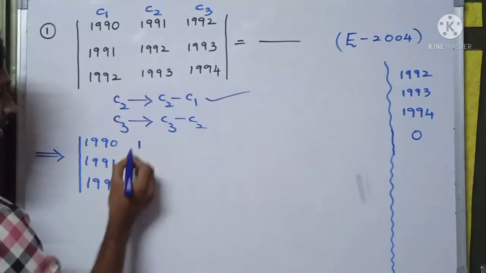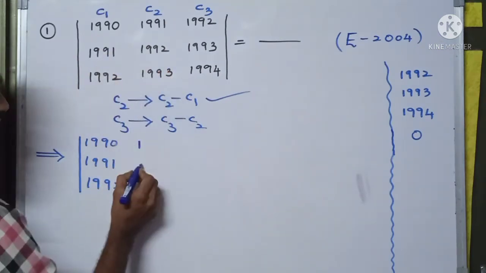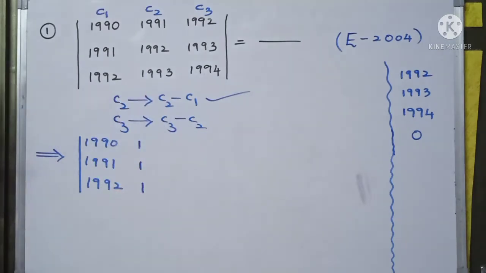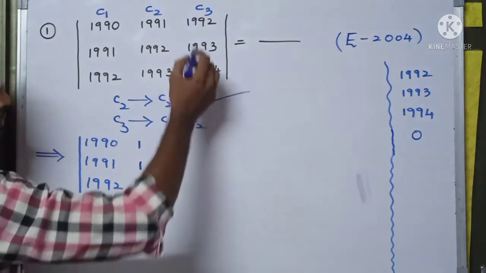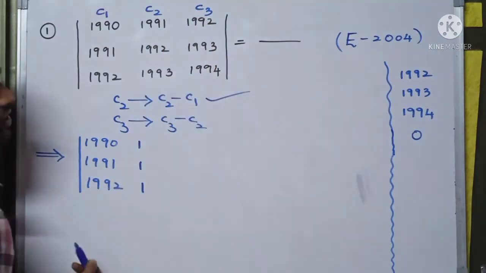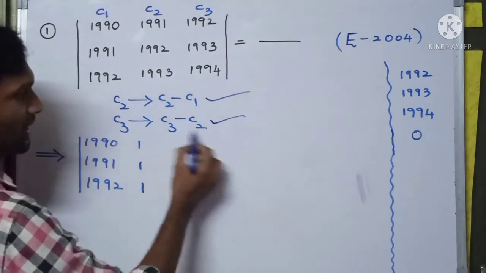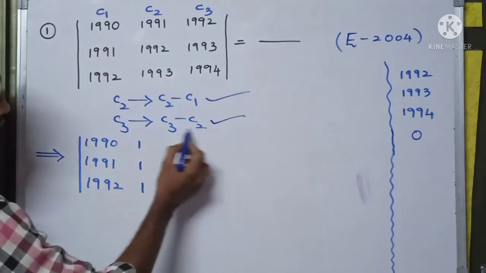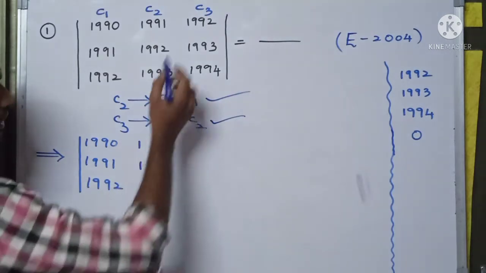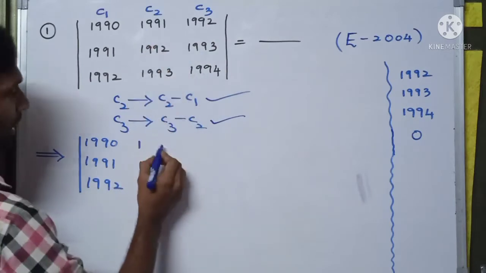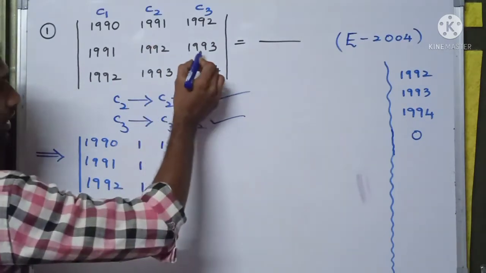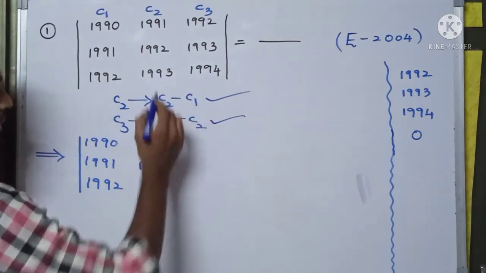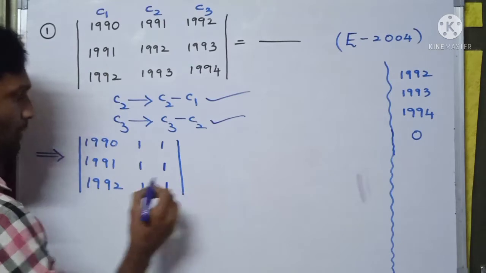Now use this formula: C2 minus C1. 1991 minus 1990, it is 1. 1992 minus 1991, it is 1. 1993 minus 1992, it is 1. Now come to the third column. The transformation to change the third column is C3 minus C2. Now come to the columns C3 and C2. Now use this formula: C3 minus C2. That means 1992 minus 1991, it is 1. 1993 minus 1992, it is 1. 1994 minus 1993, it is equal to 1.